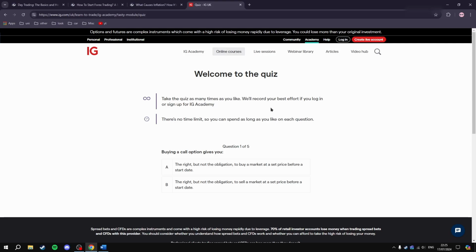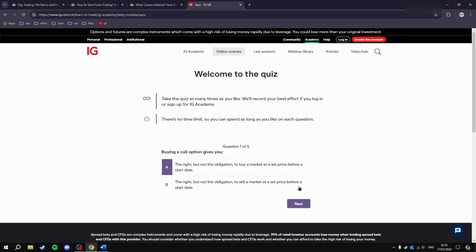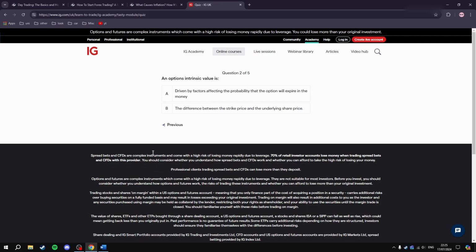I think call is the buy one. An option's intrinsic value is driven by factors affecting the probability that the option will expire in the money. Difference between the strike price and the underlying share price.